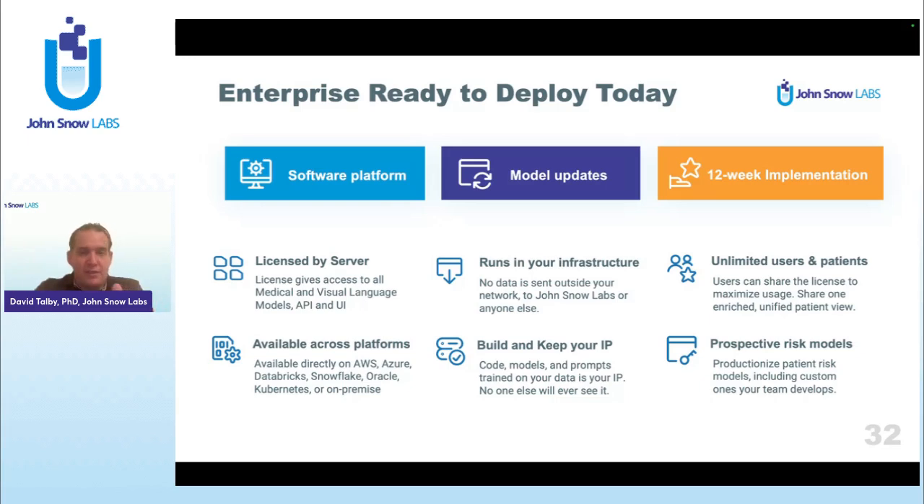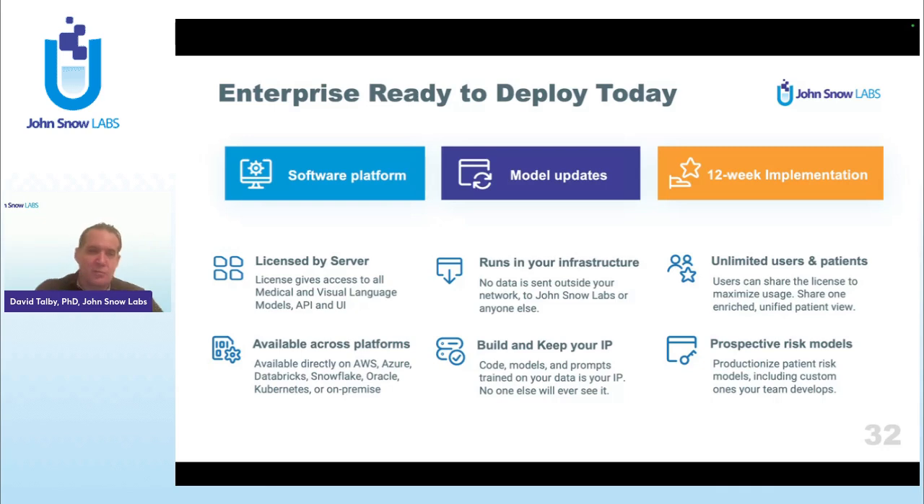If you are interested in this, it has 2 components. There's the software and the models that you would license from Johnson Labs, and we only do this now as a 12-week implementation project. In the implementation project, we partner with your team, but we come in, we install this in your infrastructure. We make sure that the security setup is there, the scaling setup is there. We integrate with whichever data sources you want.